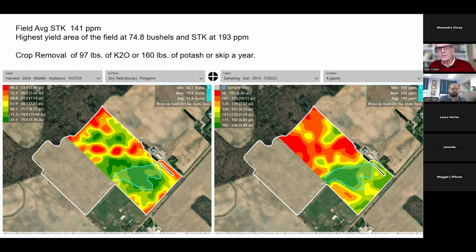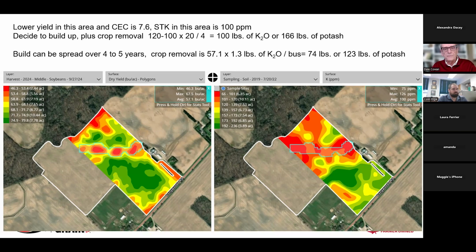My potassium here is 193, a pretty good number. Do I want to maintain that with crop removal? That's about 160 pounds of potash. Or do I push in the clutch and just skip a year, because 198 is not hurting me? So this is how you start to look at the spatial distribution of nutrients relative to yield in your field.